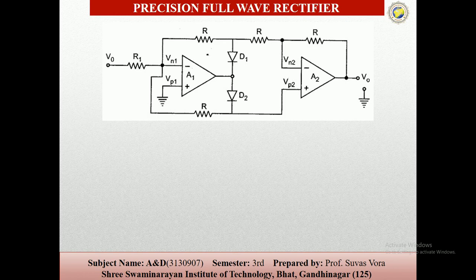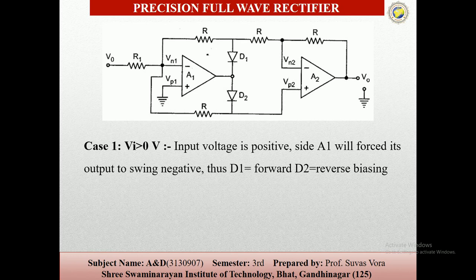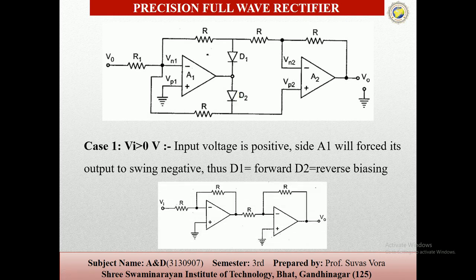Here again the two conditions, the Vi is greater than 0. First the positive input voltage will be there, then E1 is forced, its output swinging in the negative. Thus D1 is forward biased but D2 is reverse biased. So we get the positive waveform. So these are the circuits.